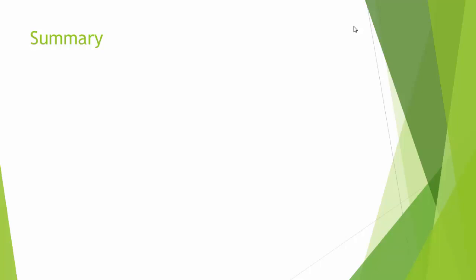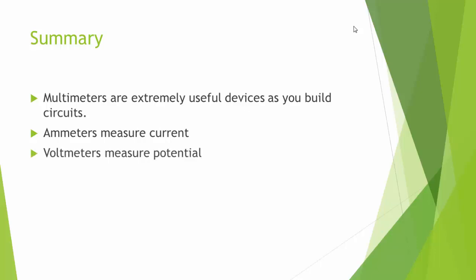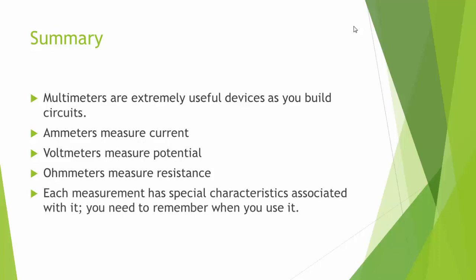Okay, I think that's enough for today. So to summarize, multimeters are very useful devices as you build circuits. Ammeters measure current, have to be wired in series. Voltmeters measure potential. Your circuit has to be under power. Ohm meters measure resistance. You need to disconnect power in order to measure resistance. Each of those measurements has special characteristics. You need to be able to talk about how you can go ahead and use those tools accurately.